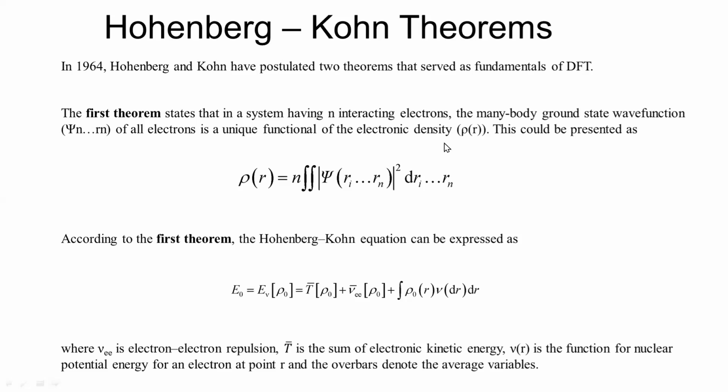We consider all the electrons as a homogeneous electron gas. This is referred to as the functional of electron density, and the electron density can be represented as rho of r, giving the number of electrons. So according to the first theorem, the Hohenberg-Kohn equation can be expressed in this form, and we can find the energy of the electron density, where VEE is the electron-electron repulsion, T is the sum of electronic kinetic energy, and VR is a function of the nuclear potential energy. So this is the first theorem of Hohenberg and Kohn, in which we can find the energy state of the electron density.